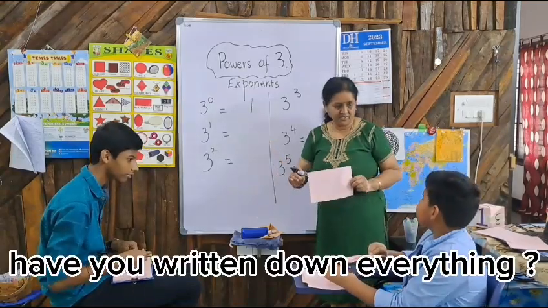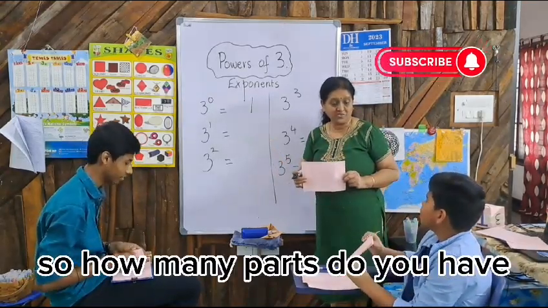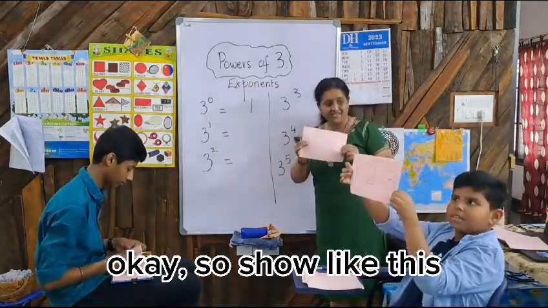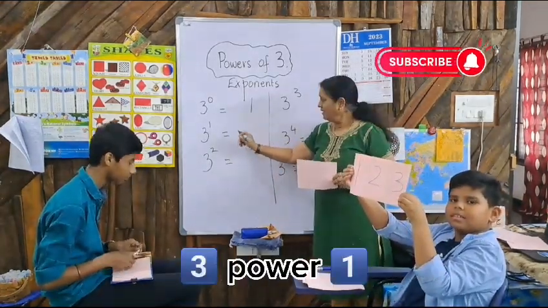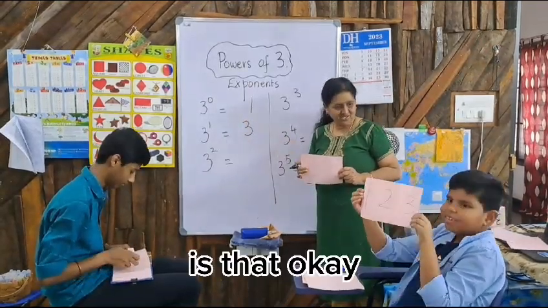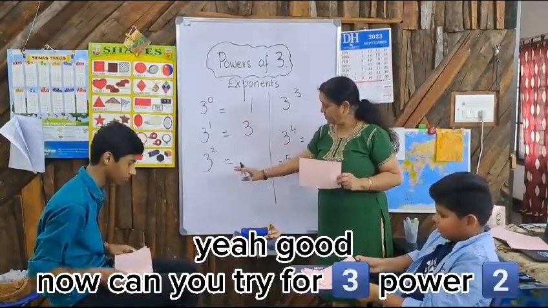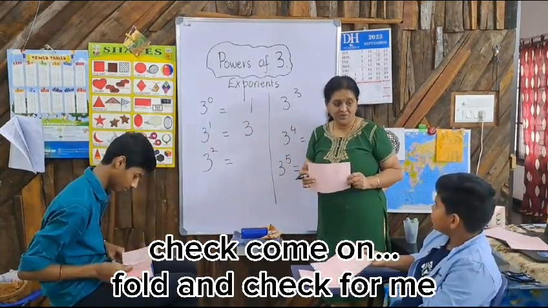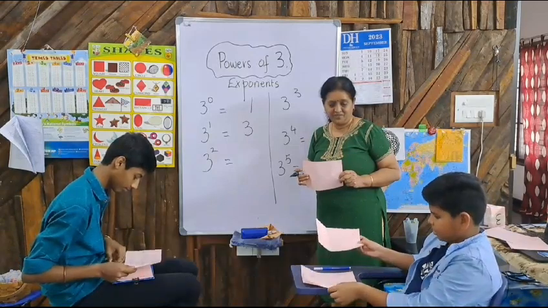Have you written down everything? Okay, so how many parts do you have? Okay, show me. So 3 power 1, you have 3 parts. Good. Now can you try for 3 power 2? You told me 6. Come on, check for me.